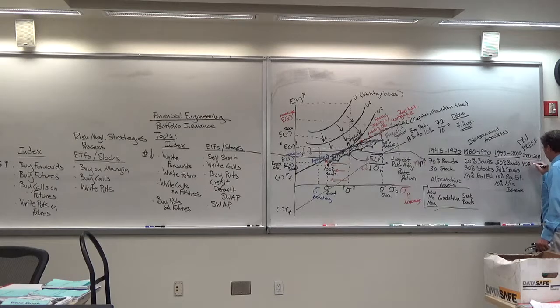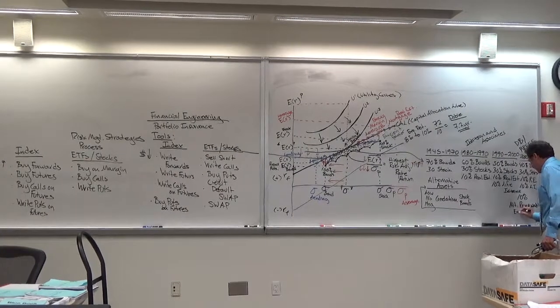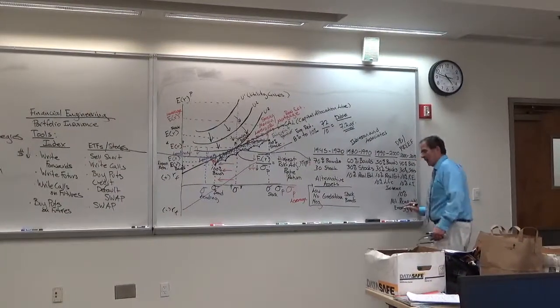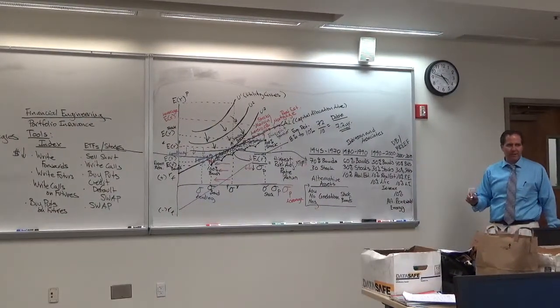So they took the bond allocation down to 40%. They kept the allocation to stocks at 30. They kept the 10% allocation to real estate. They kept the 10% allocation to life insurance, and they added a 10% allocation to alternative renewable energy assets. Alternative renewable energy assets.